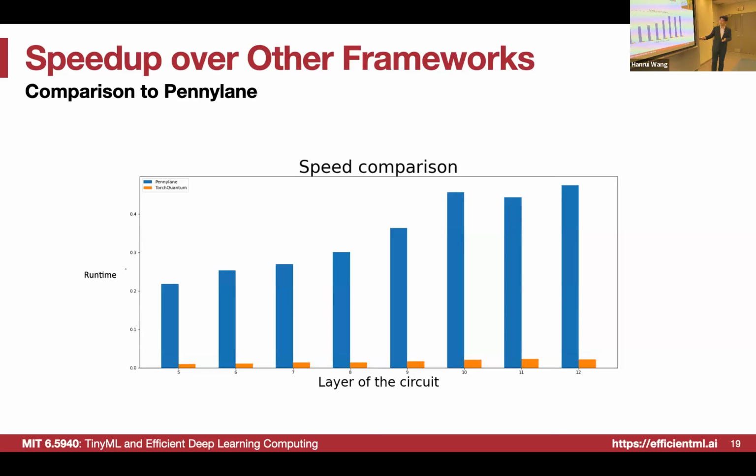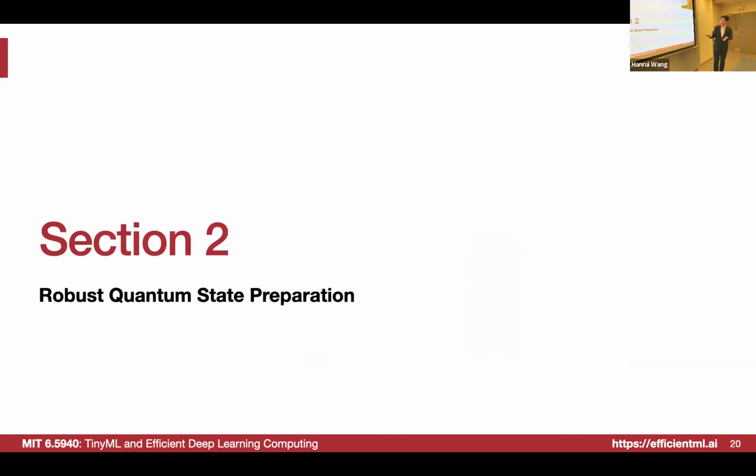Also, for a large number of layers, with more layers PennyLane has to run them sequentially with low parallelism. But for TQ, we have a very small increase of the runtime compared with PennyLane here. So using TQ, overall, you can leverage the power of the existing GPU frameworks to accelerate all the simulations, and that would be much faster than the other frameworks. Okay, so that is the framework.